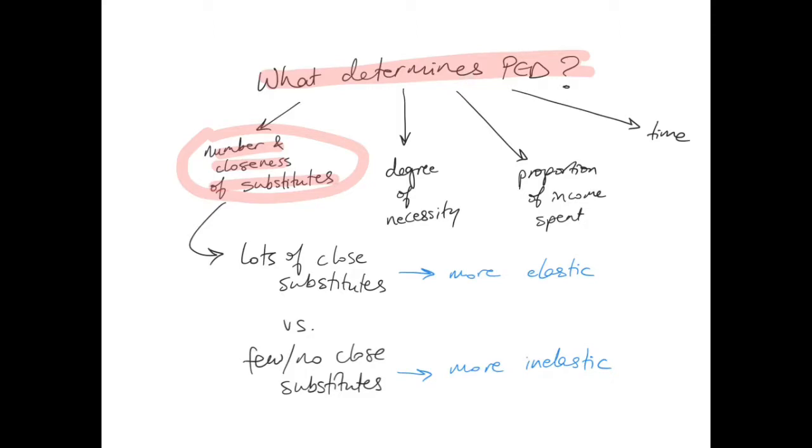Basically, if the product has lots of close substitutes, demand is likely to be more elastic. If the product has few or no close substitutes, so it's a very unique product that has very little or no substitutes, demand is likely to be more inelastic.